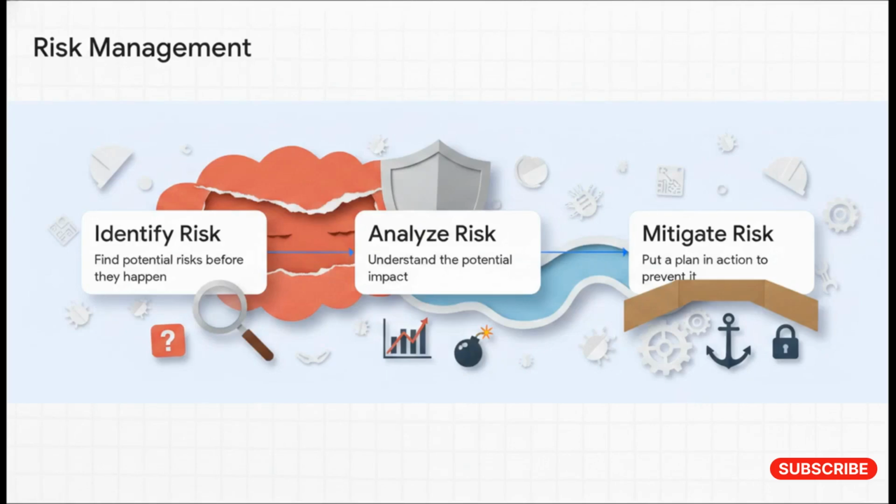Let's pause and look a little closer at handling risk, because, let's be real, things rarely go exactly to plan in software. The logical flow here involves 3 steps. Step 1 is to identify the risk before it even happens. Step 2 is to analyze that risk, to really understand its potential impact. And Step 3 is to mitigate it, basically putting a plan in action to prevent it or at least soften the blow. Handling risks systematically like this is exactly what separates amateur builds from true professional project management.